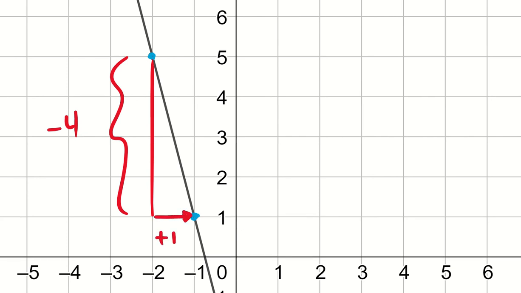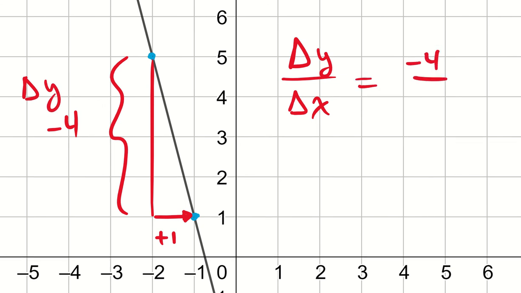So again, my slope ratio, delta y over delta x: my y variable is going down by 4 units, and my x value is increasing by 1. If I was to simplify this completely, if I have a denominator of 1, I wouldn't end up writing that. I would just say that my slope is equal to -4.